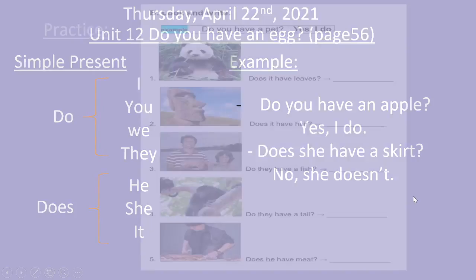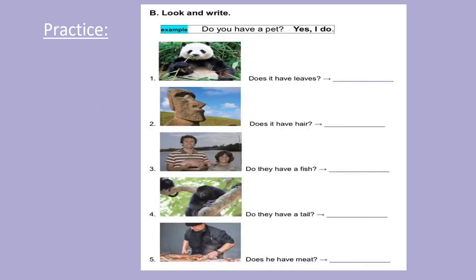Okay, so right now let's move to our practice here. The teacher wants you to look at the picture and write. We have 5 sentences and 5 pictures also. So you need to answer about the picture with yes or no, right? Okay, the first one is, does it have leaf? You can see in this picture it is yes, it does, right? Because the panda is sitting and eating the leaf, right? And number 2, does it have hair? No, it doesn't, because this one is a structure, right?